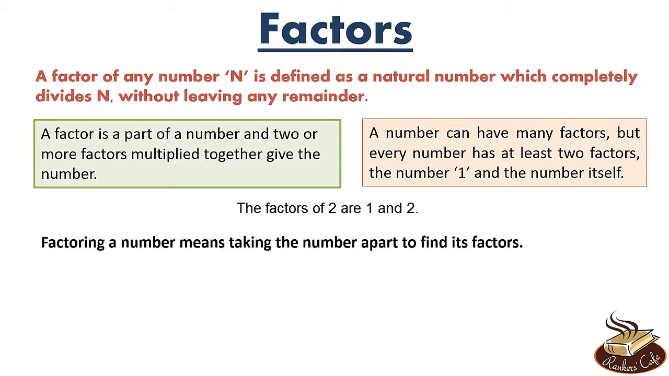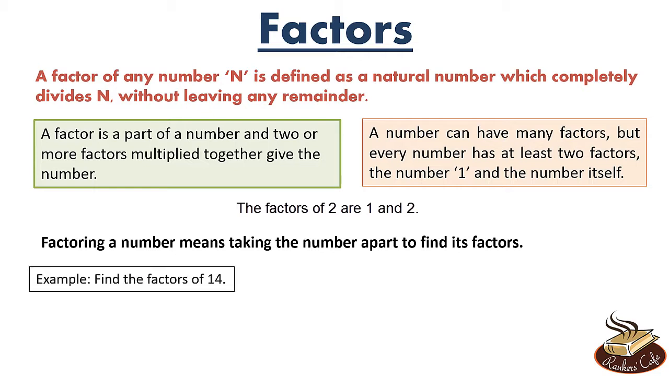Factoring a number means taking the number apart to find its factors. Let's say we need to find the factors of 14. Well, as we know, 1 divides 14, so 1 is a factor of 14. Similarly, 2 is a factor of 14. 3, 4, 5 and 6 do not divide 14. 7 is a factor of 14. Then obviously the next factor cannot be between 7 and 14. So the next factor of 14 is 14 itself.